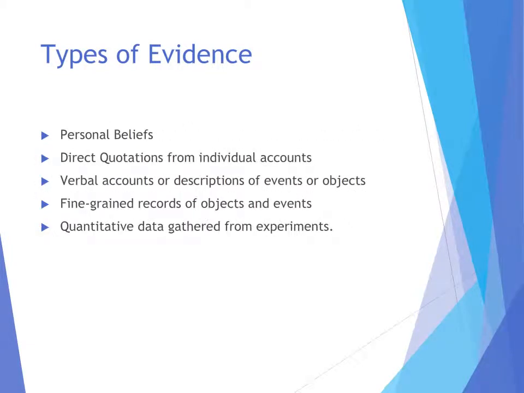There are several types of evidence, though. Each one has value, but the extent of that value varies by field. Personal beliefs, for example, have very limited value to particle physicists or geological engineers, but may be critical to social work researchers or anthropologists. Direct quotations from individual accounts have value for everyone, but the extent such accounts are possible depends on the field. A particle physicist, for example, cannot give a direct quotation from a proton.